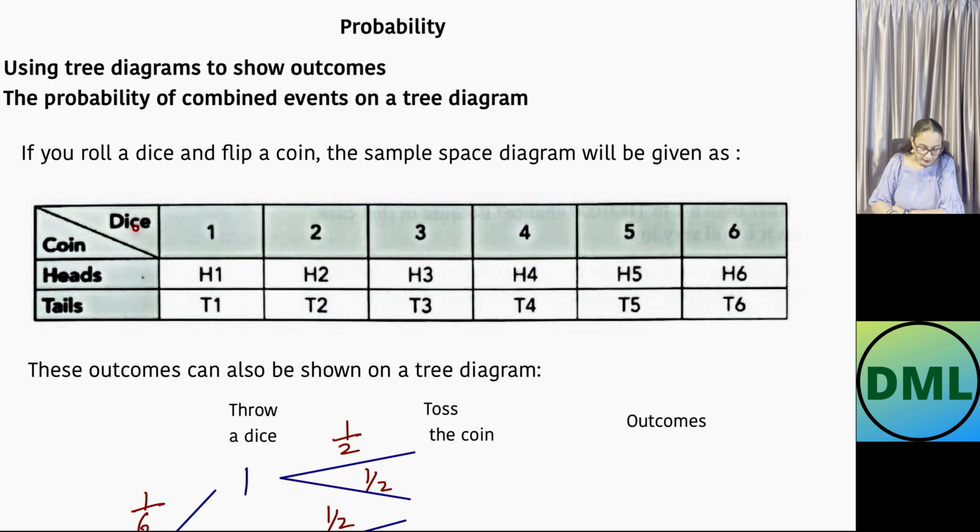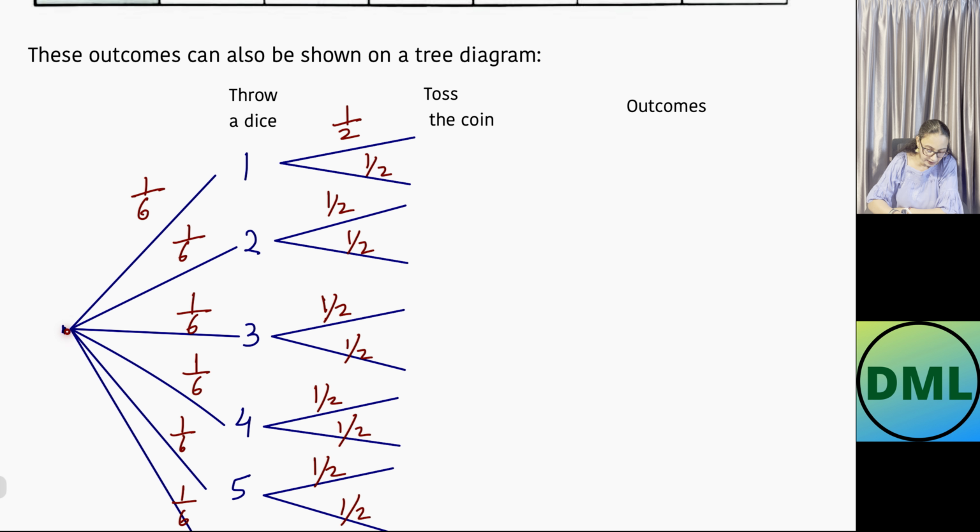If the die rolls the number 1, then on the coin, either it will be head or it will be tail. In a similar way, if the die is on number 2, you will get either head or tail. Similarly, at 3 it is head and tail, 4 head and tail, 5 head and tail, 6 head and tail. These outcomes can also be shown on a tree diagram. Let's make a tree diagram here. So this is our tree.